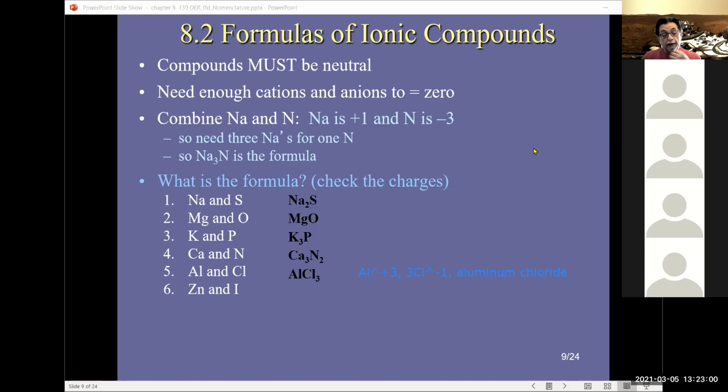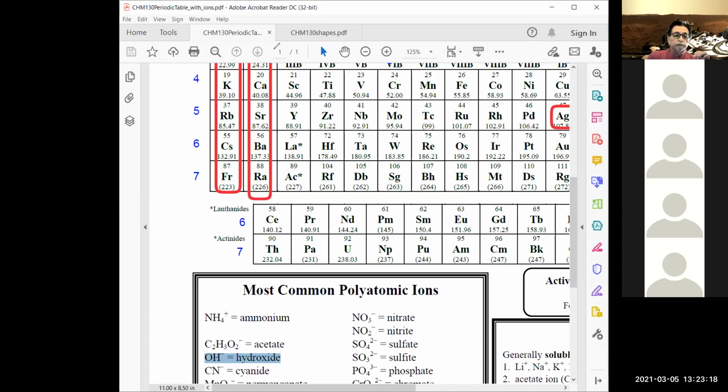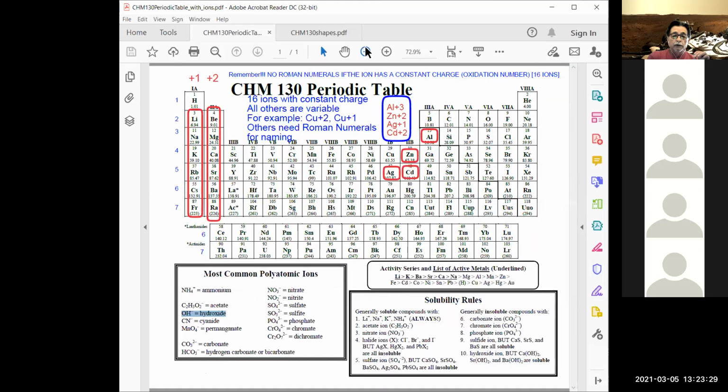Okay, zinc and iodine. Zinc, we know that. I talked about the charges. Now, let me rehash that to refresh your memory. Okay, hold on. All right, so here's the periodic table.